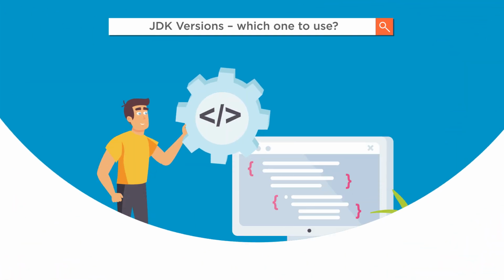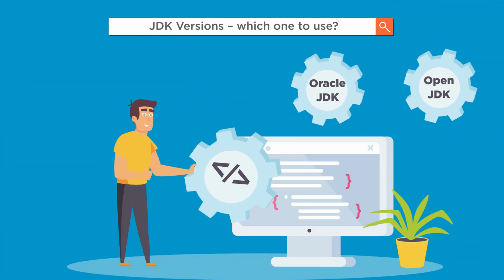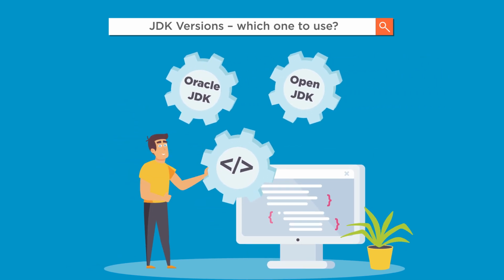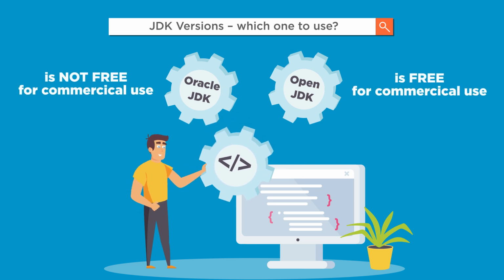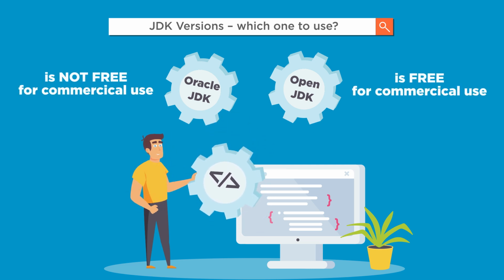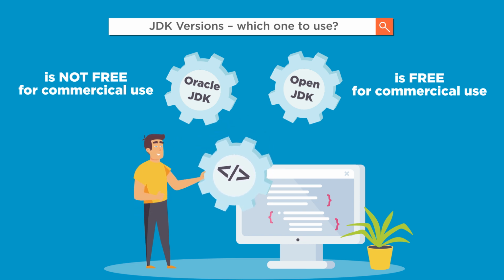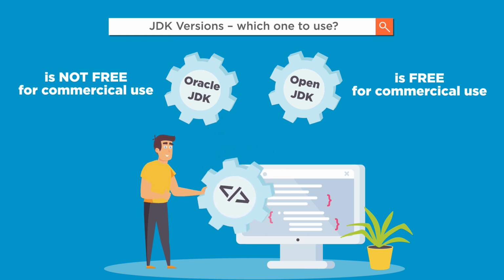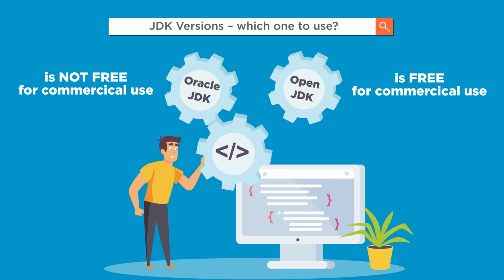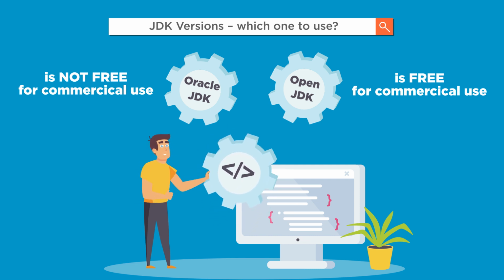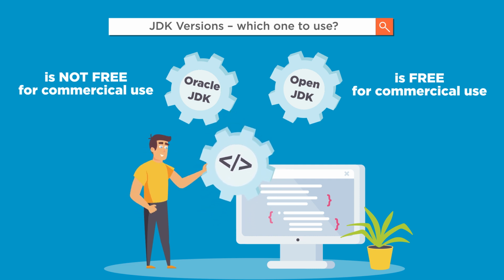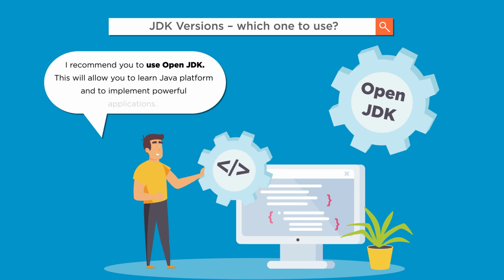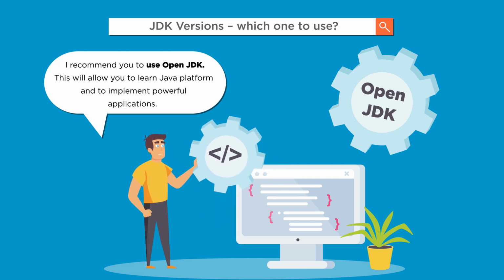You will also notice that you have Oracle JDK and Open JDK available for download. Probably the main difference for you right now is that Open JDK is completely free, including commercial use. There are also some other differences. For example, when it comes to performance, Oracle's is much better regarding responsiveness and JVM performance. Oracle JDK is fully developed only by Oracle Corporation, whereas Open JDK is developed by Oracle and the Java community together. So, I recommend you to use Open JDK. This will allow you to learn the Java platform and to implement powerful applications.